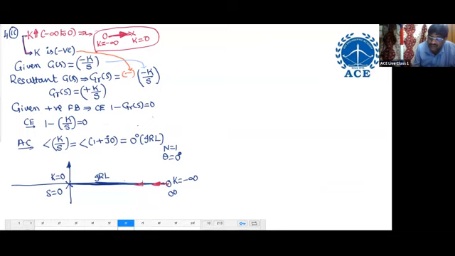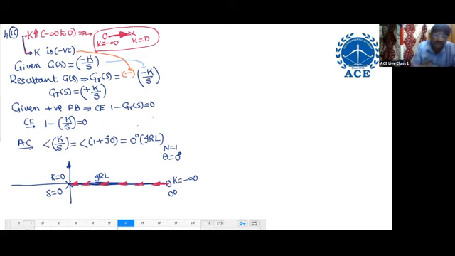It moves towards the pole. This is the direction. So this is the direction of what? The root locus diagram. This is the inverse root locus. And the direction is what? 0 to pole. The direction is 0 to pole.